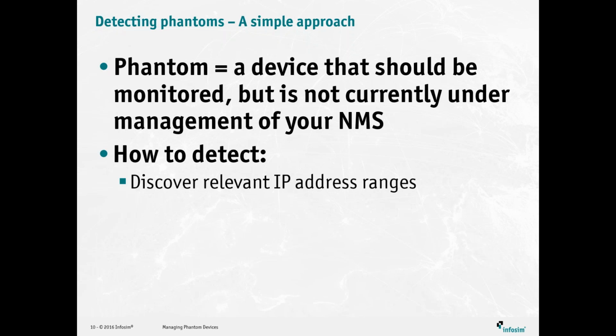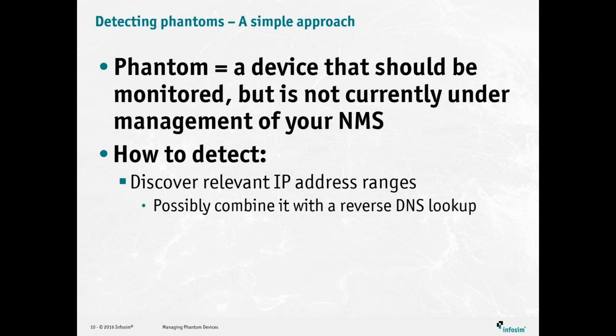With this simple approach, what we can do is discover relevant IP address ranges. And we can combine this discovery with a reverse DNS lookup, which might not work for all devices because nearly invisible devices might not be maintained in your DNS. But it might be worth a shot. Maybe the name of a device gives you a hint who's responsible.